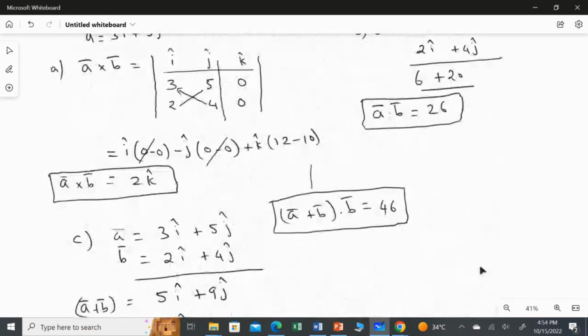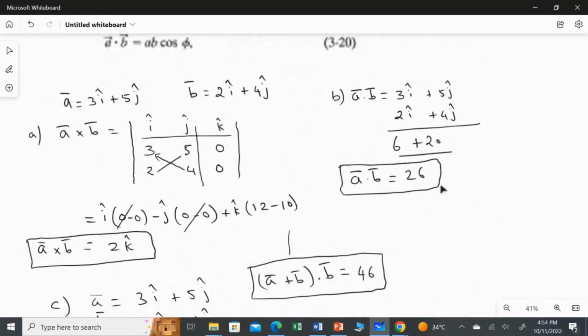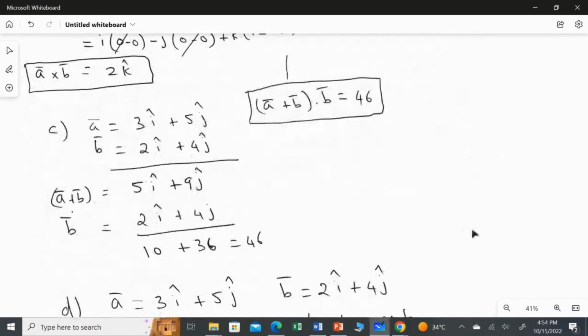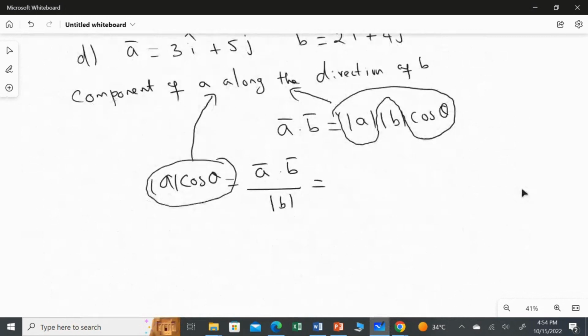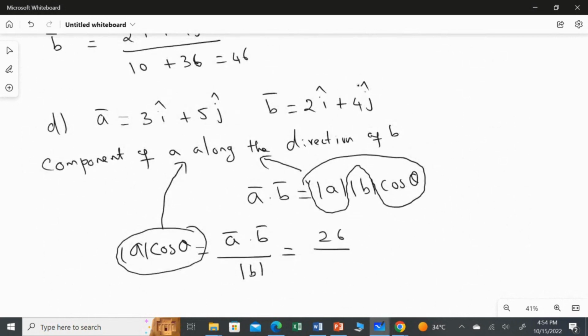Better we can take the value from the second part, because in the second part we already found the value of A dot B, which is 26. I'm going to directly take the answer. So 26. And magnitude of B. How to find the magnitude of B? So better I can calculate the magnitude of B here. So magnitude of B is nothing but square root of 2 square plus 4 square, which gives the answer of 4.47.